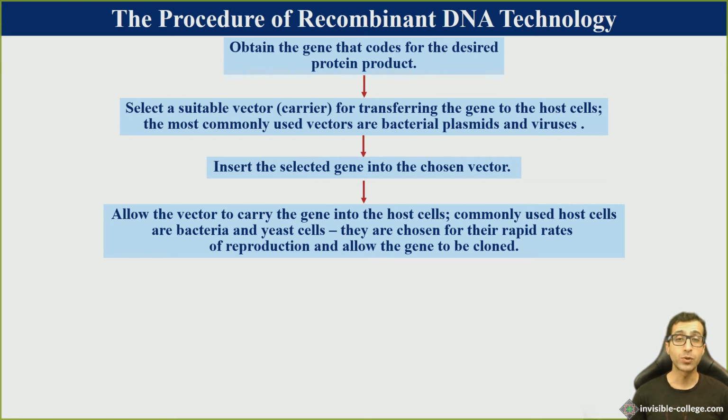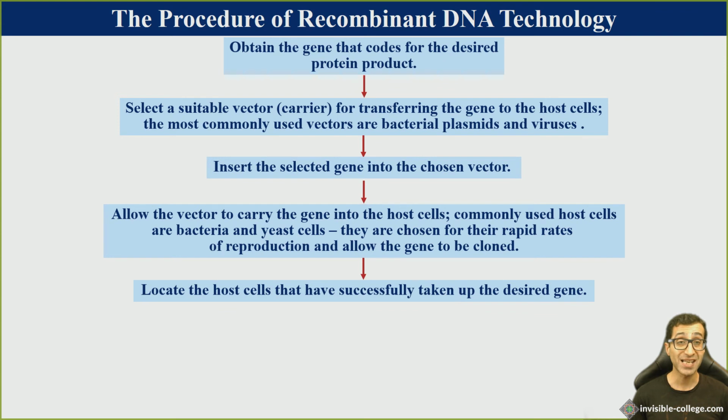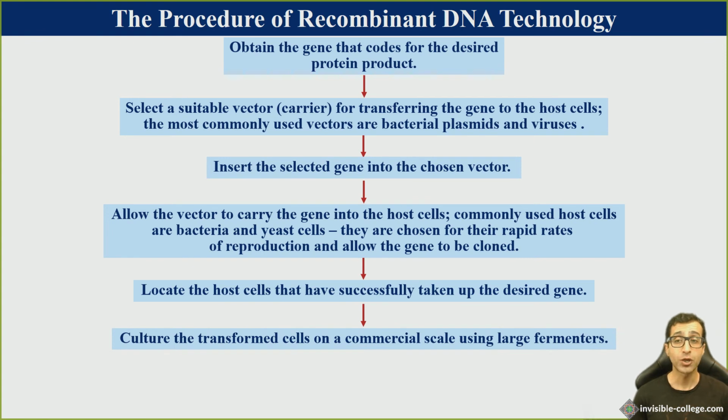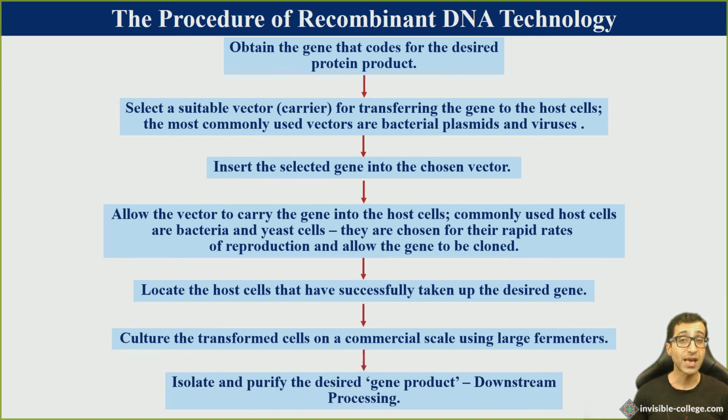Now the next phase would be to locate the host cells that have successfully taken up the desired gene, and then to culture those transformed cells on a commercial scale, usually using large fermenters. Once you do that, the final stage is to isolate and purify the desired gene product, and this next phase would be referred to as downstream processing.